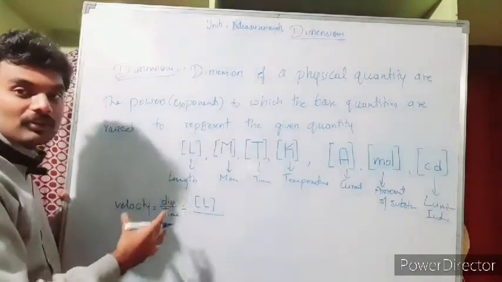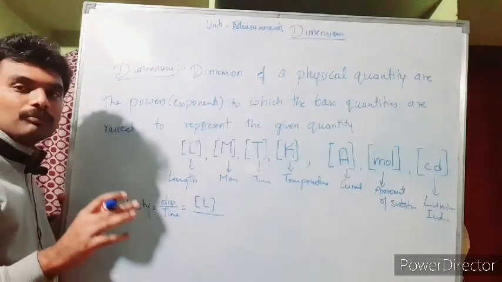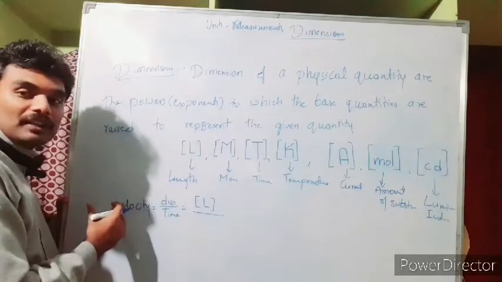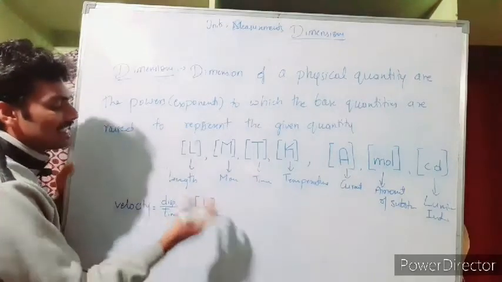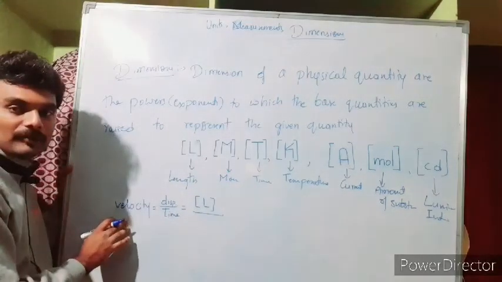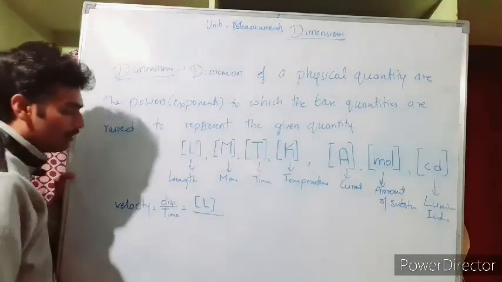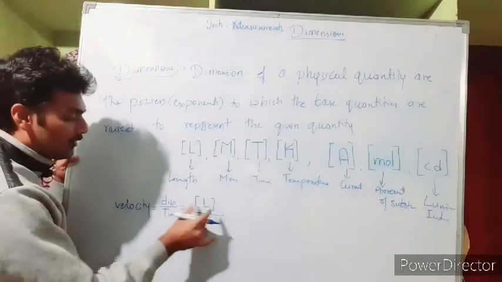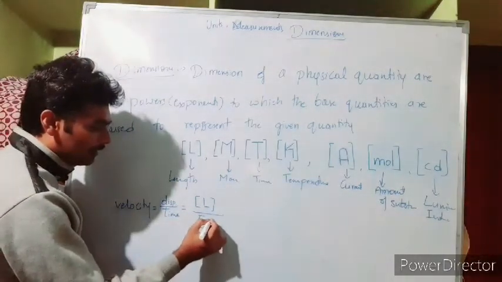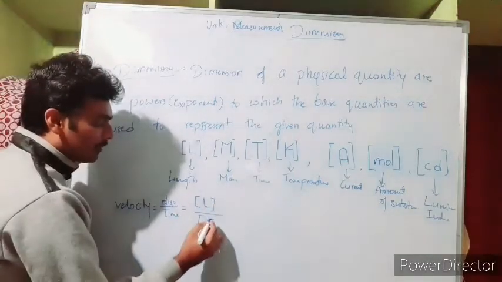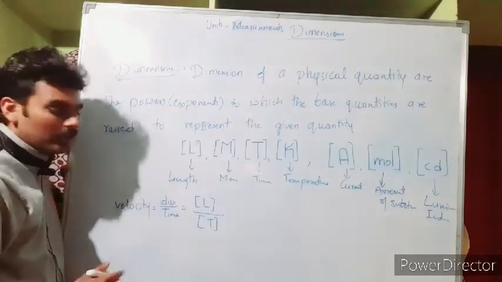We will not consider any numerical value here. 5 meter per second velocity? No, 10? We are not bothered about the numerical value. We are just worried about on which base quantities are used to represent the velocity, and that itself is called the dimensional formula. We'll see about it, but this is how we write it. Displacement or length in the numerator and time in the denominator, right? So the dimension of time is capital T in square bracket. So capital L by capital T, right?